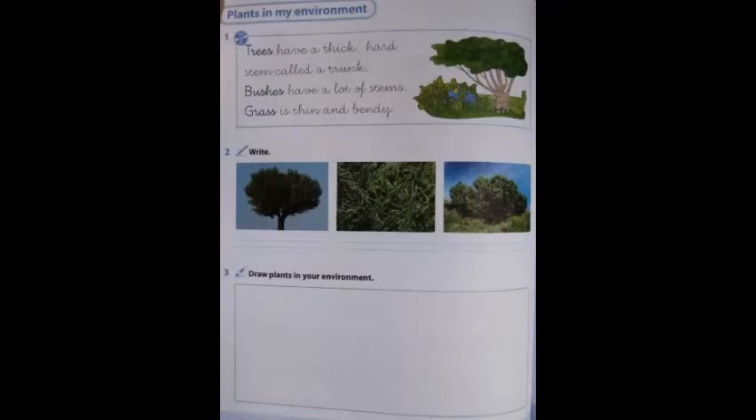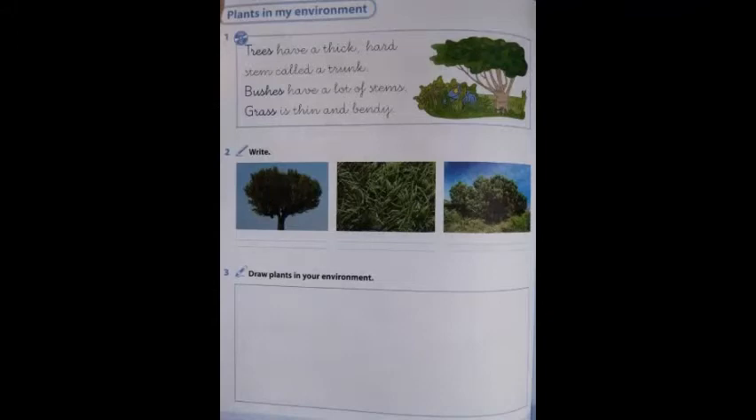Let's read. Fingers prepared. Fingers on the book. Trees have a thick, hard stem called a trunk. Bushes have a lot of stems. Grass is thin and bendy. Okay. The first one. Which is the first one? Tree, bushes, or grass?